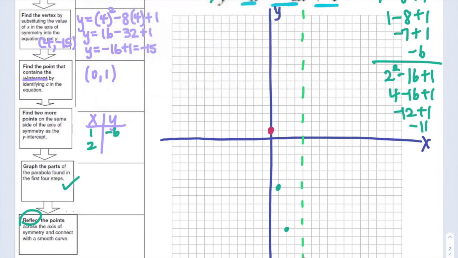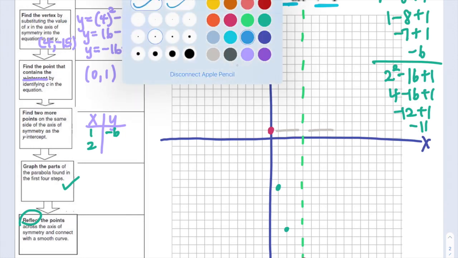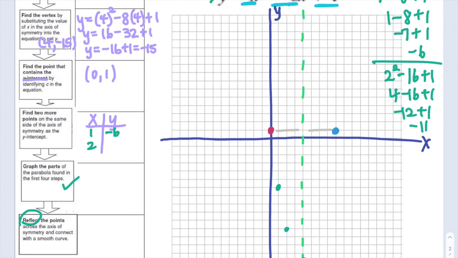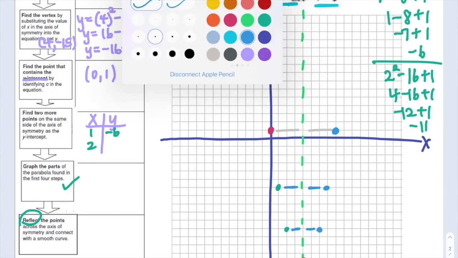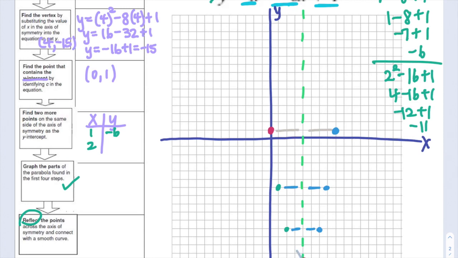So this is what I was talking about. How far this y-intercept is from that axis of symmetry, there's an identical point on the other side. So it's 1, 2, 3, 4 away. So go 1, 2, 3, 4 away, and there's a point. Here we're going 3 away, or 2 away, 1, 2, 3, and we go 2 away. And now we can connect a smooth curve to create our parabola.